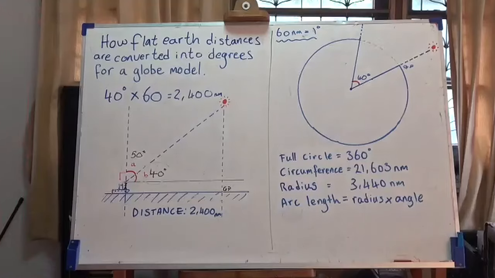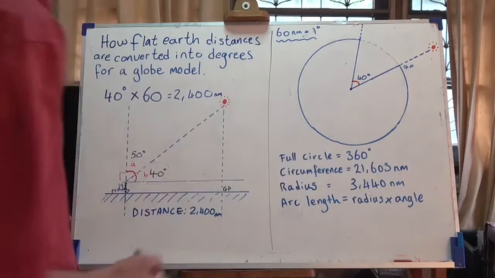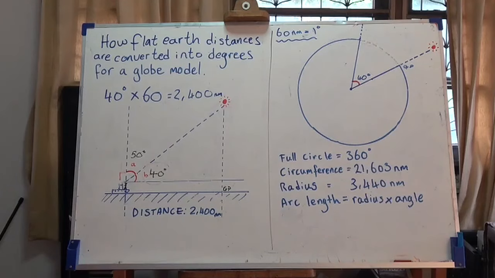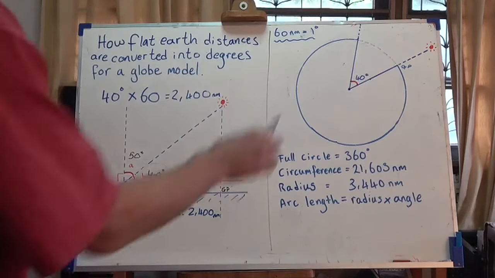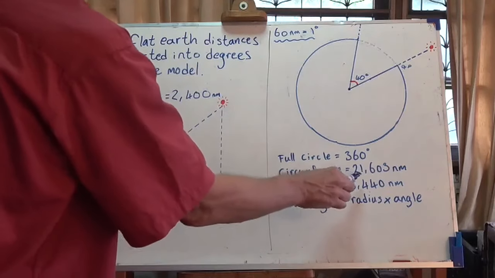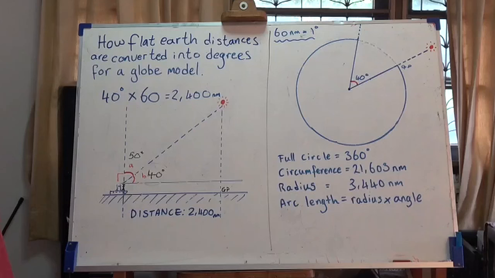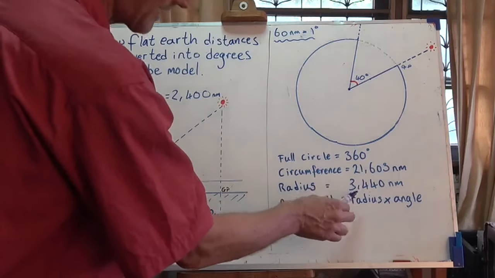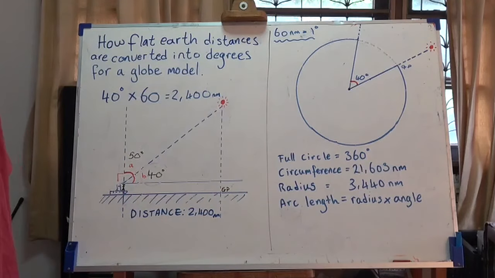40 degrees. Okay. So again, we've got a full circle of 360 degrees. Now, if we're talking in terms of nautical miles, that means the circumference of our circle is 21,603 nautical miles, or thereabouts. And that means that we have a radius of 3,440 nautical miles.